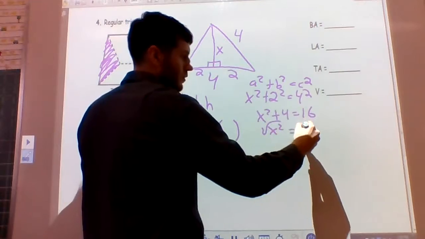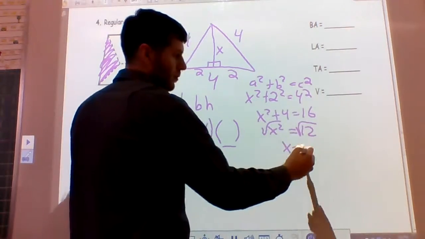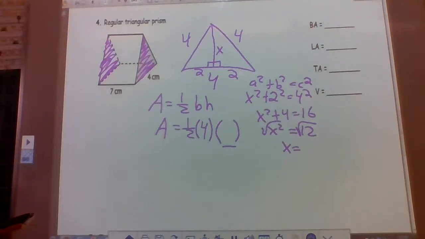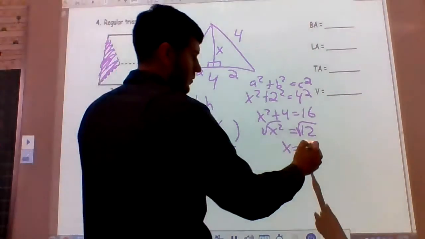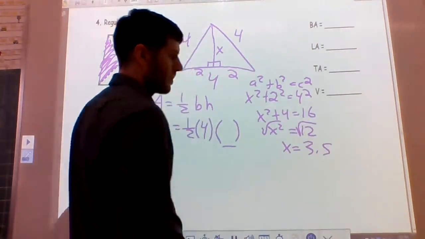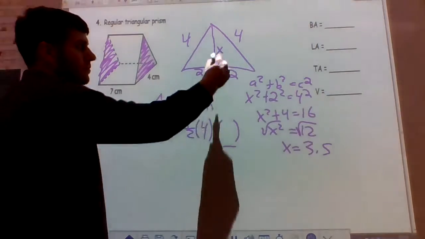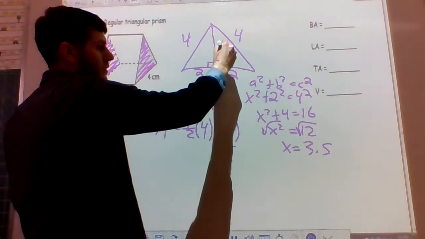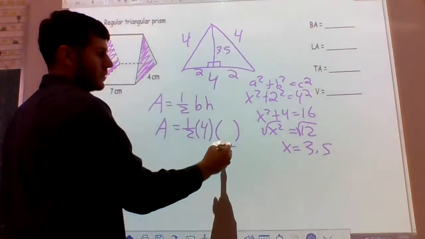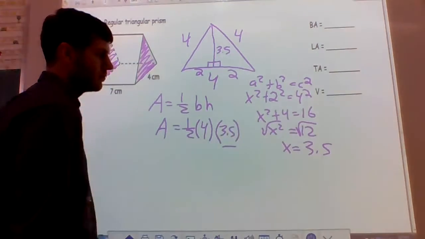To get rid of the square, we do the square root. And I believe it's 3.46. Square root of 12, 3.46. So we're going to round to 3.5. So the height here is 3.5.